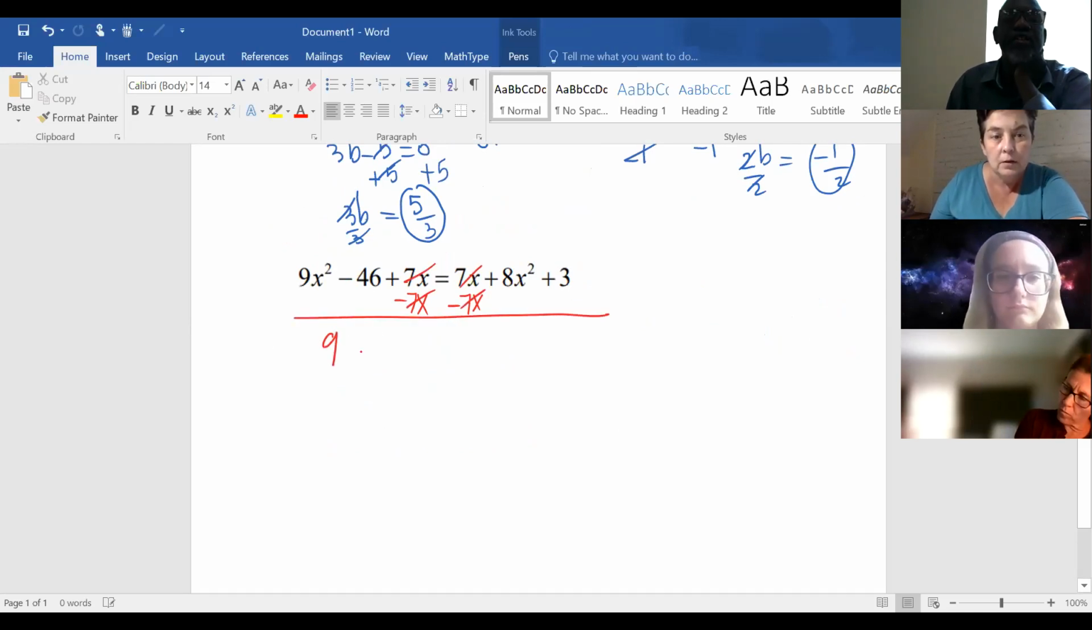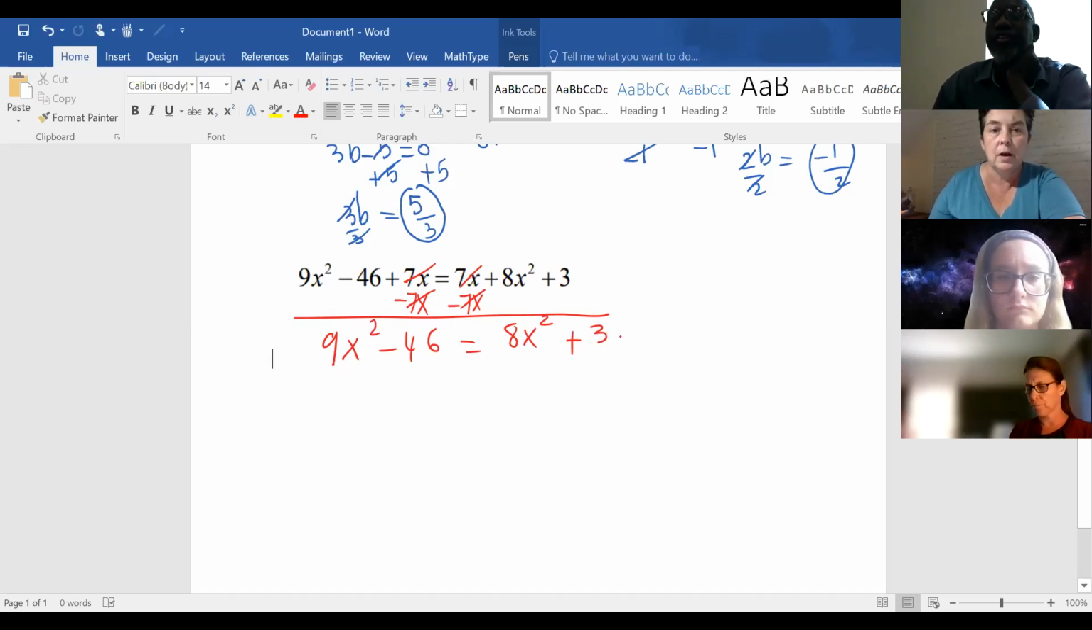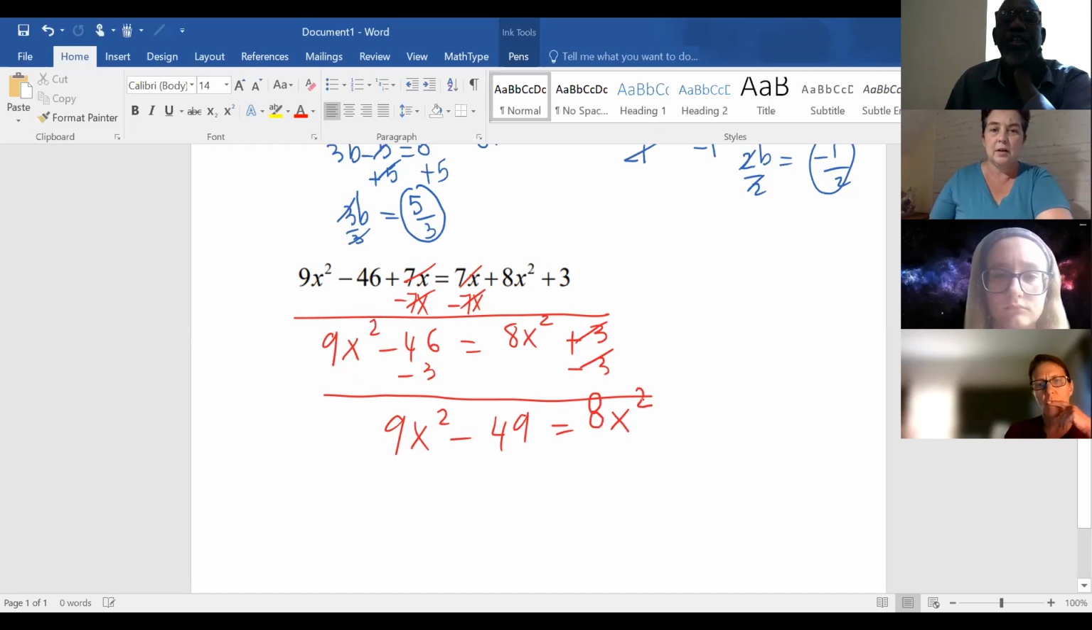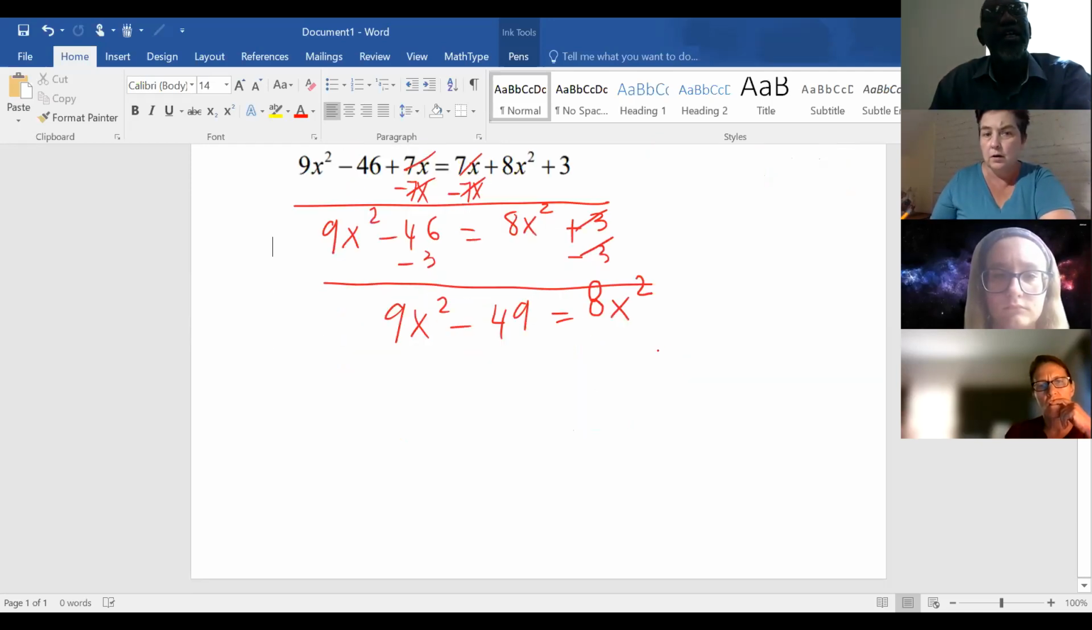Let's add the next step. Peggy is subtracting 7x from both sides. We get 9x squared minus 46 is equal to 8x squared plus 3. Now what did you do next? I subtracted 3 from both sides. So we get 9x squared minus 49 equal to 8x squared. And then I subtracted 8x squared from both sides.